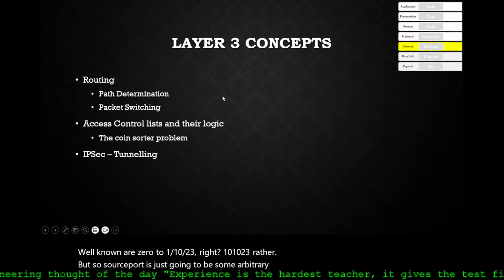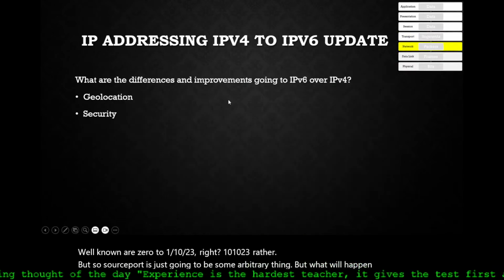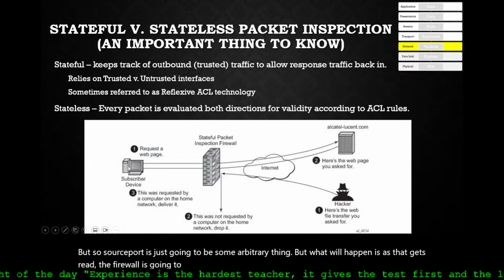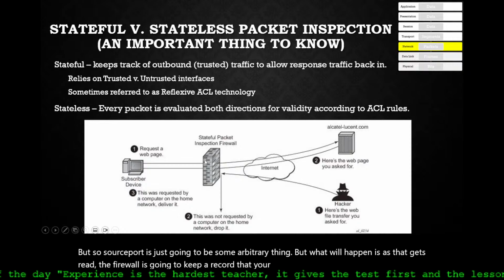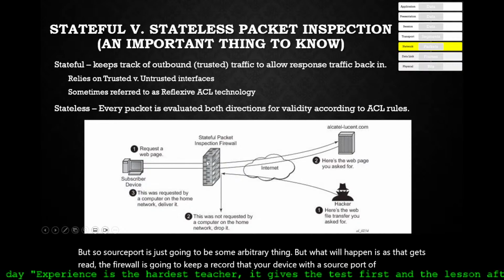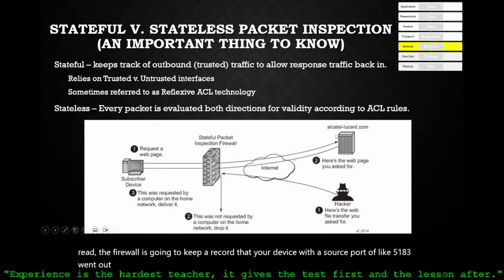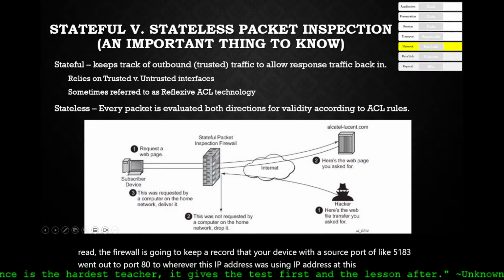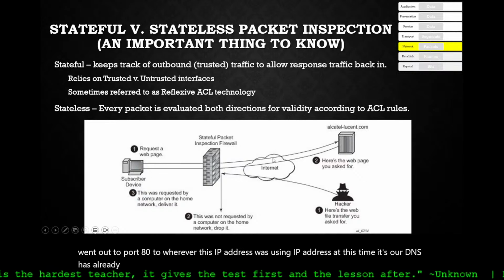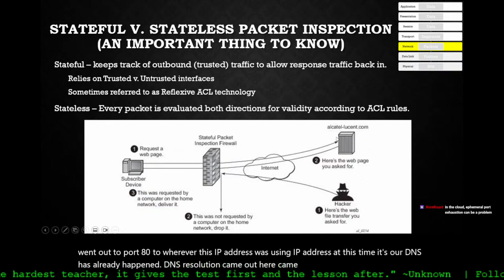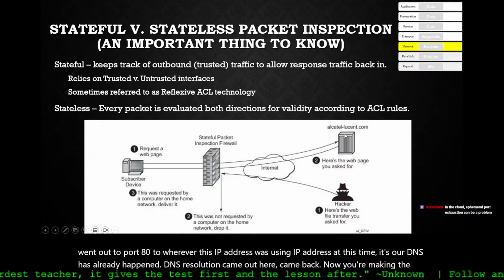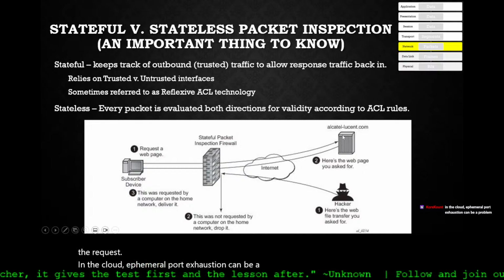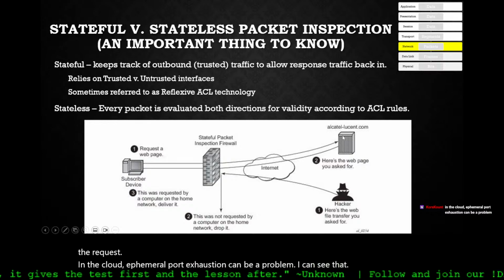But what will happen is as that gets read, the firewall is going to keep a record that your device with a source port of like 5183 went out to port 80 to wherever this IP address was, because you're using the IP address at this time. DNS has already happened. DNS resolution came out here, came back. Now you're making the request. In the cloud, ephemeral port exhaustion can be a problem. I can see that for sure.